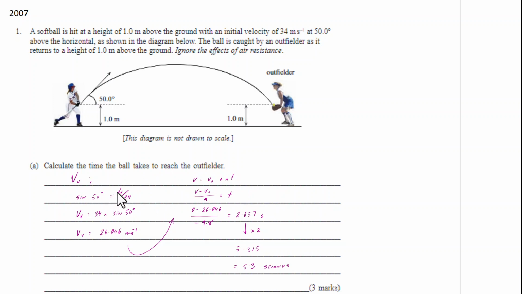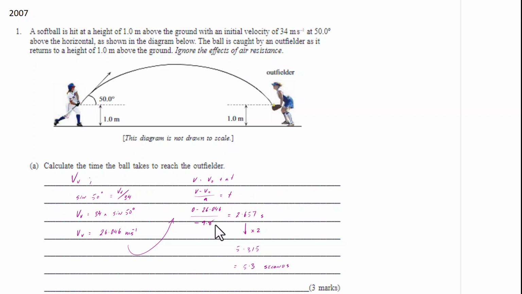So sine of 50 equals the vertical velocity over the hypotenuse there. We've already done those diagrams several times, so I'm not going to do that again. Right, rearrange, substitute, put in the calculator. What is the change in velocity to work out the time?